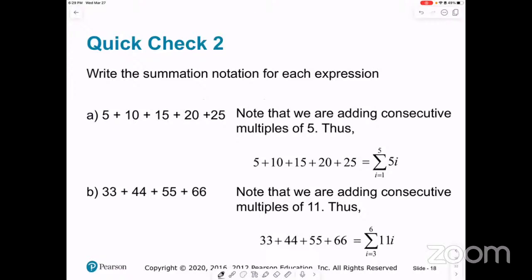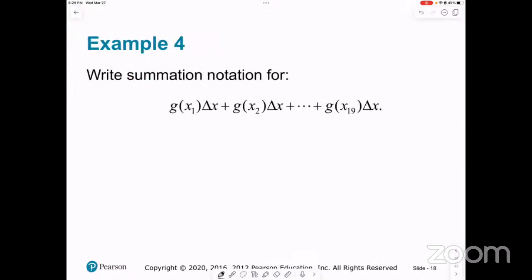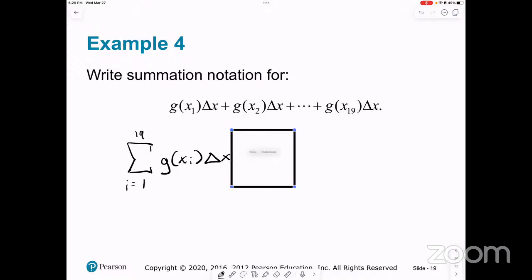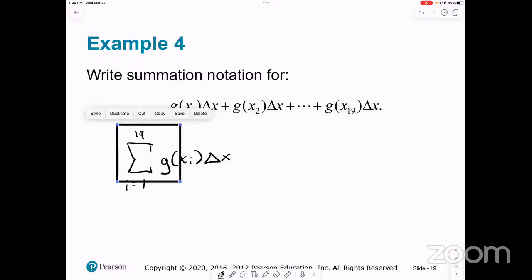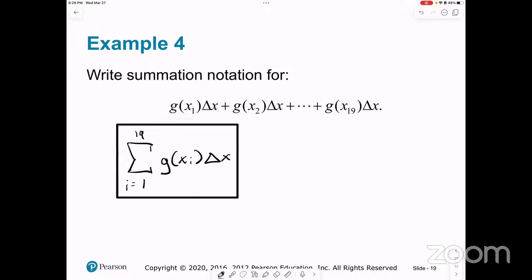I'm going to leave this as an exercise. Write summation notation for this guy. So with each expression, they all have the same delta x, but I think we saw this one already, right? So it shouldn't be too terribly bad. So each expression is taken on the form g of x sub i delta x. And we're taking the sum as i goes from what, 1 to 19?